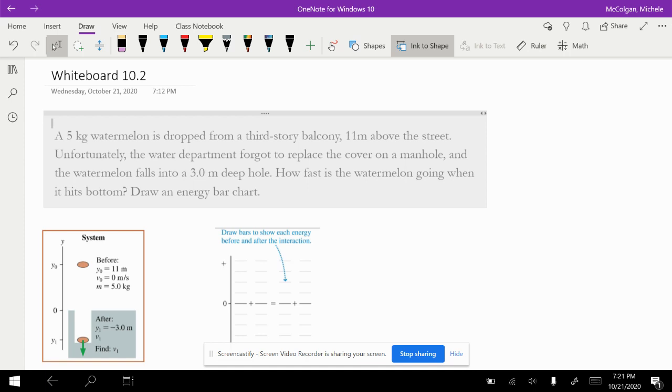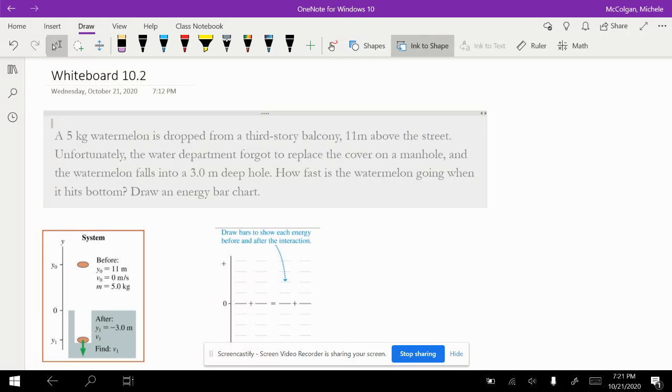A 5-kilogram watermelon is dropped from a third-story balcony 11 meters above the street. Unfortunately, the water department forgot to replace the cover on a manhole, and the watermelon falls into a 3-meter deep hole. How fast is the watermelon going when it hits the bottom? Draw an energy bar chart.